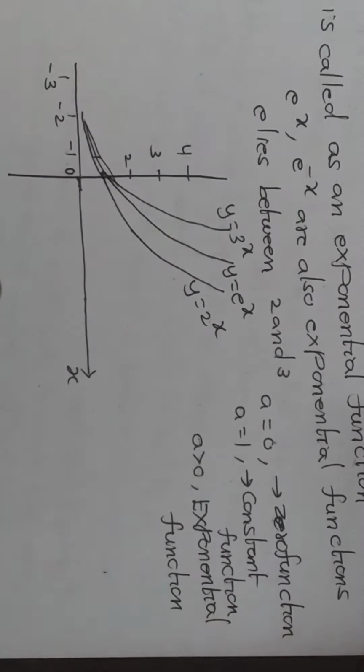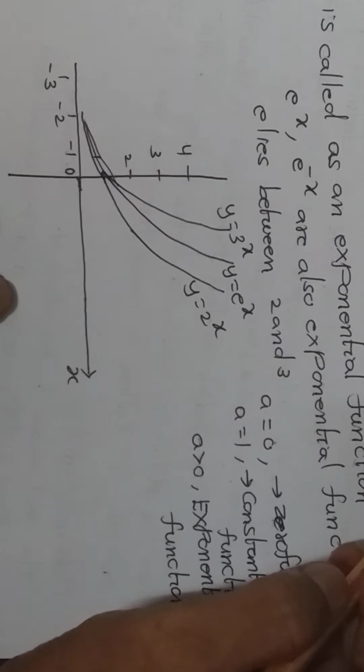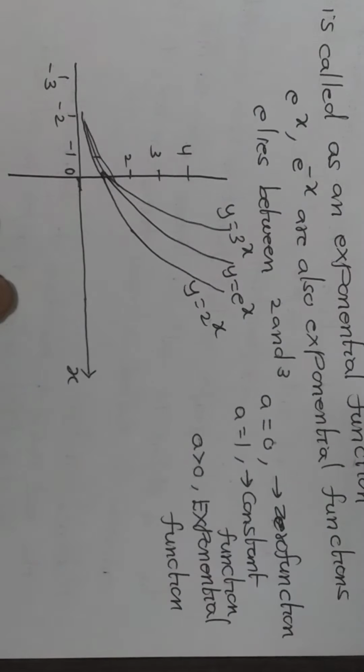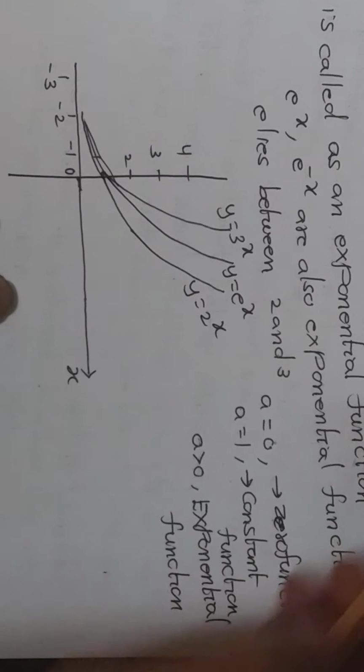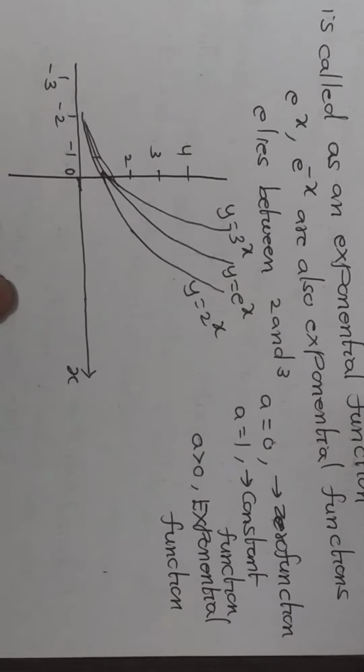Suppose you consider 3 cases. For example, a is equal to 0. 0 power something is 0 only. So if a is 0, it is a zero function, and we cannot find the value. If a is 1, it is a constant function, because if f of x is equal to a, we saw the definition of a constant function. A power 1 is a only. So constant function. Next, a greater than 0 means 2 power x, 3 power x, 4 power x, 5 power x, 6 power x. These are all called exponential functions. So a equal to 0 means we cannot get the function itself. A is equal to 1 means constant function, f of x is equal to a. A greater than 0 gives the exponential function.